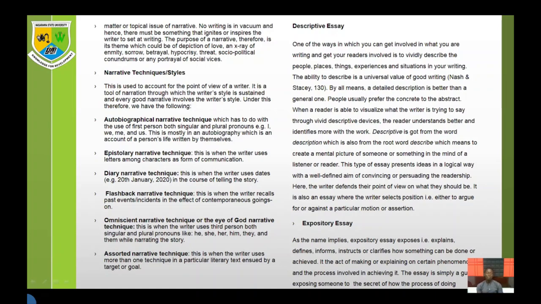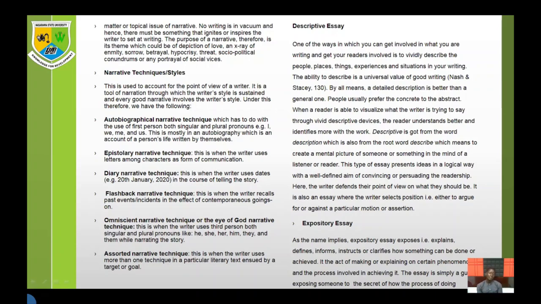For instance, if there is a kind of manual of how to record LMS, a manual trying to expose the secrets of how to record LMS, that is Learning Management System of Nasarawa State University, that manual can be said to be an expository essay because it is not telling a story, it is not describing, but giving you the steps on how to do the LMS recording.